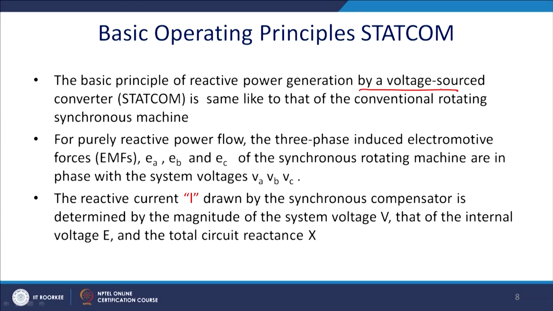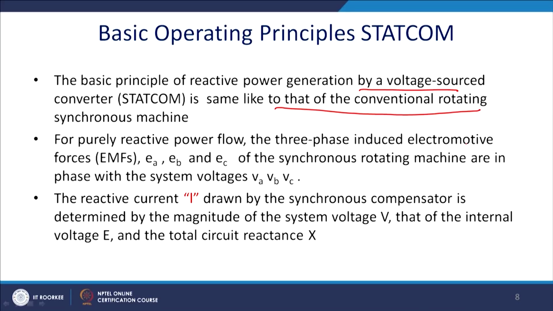Now, let us come to the basic principle of the STATCOM. The basic principle of reactive power generation by the voltage source converter is the same as the conventional rotating synchronous machine. There is no difference actually, but it is a static solution, whereas that is a dynamic, rotary solution. For purely reactive power flow, the 3 phase induced electromotive forces EA, EB, EC of the synchronous rotating machine are in phase with the system voltages VA, VB, VC.